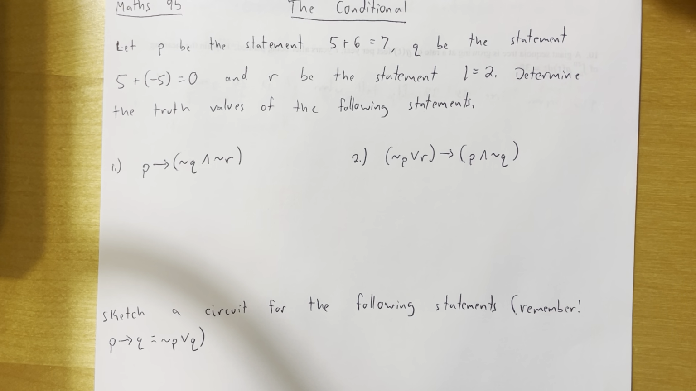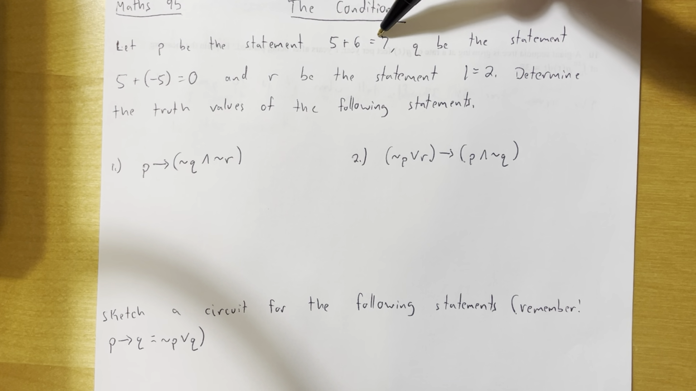It says, let P be the statement 5 plus 6 equals 7, Q be the statement 5 plus negative 5 equals 0, and R be the statement 1 equals 2. Determine the truth values of the following statements. And we have two problems to work out using P, Q, and R the way they're defined above. So these are our mathematical statements, and they are either true or false. We can determine their truth values pretty easily just by looking at what they say.